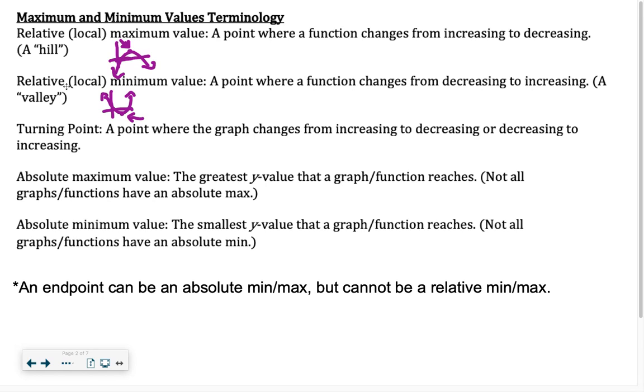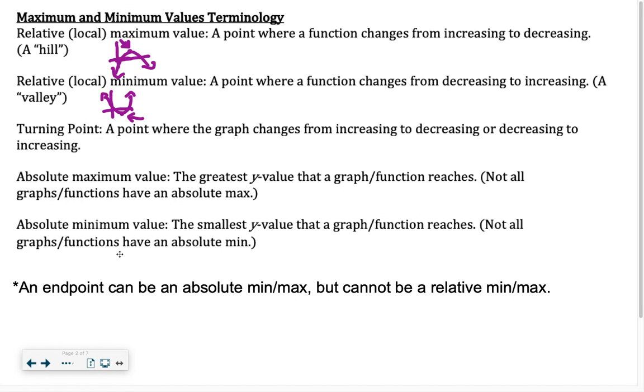Okay, same idea for an absolute minimum value. An absolute minimum is the smallest y value that a graph or a function reaches. And again, not all graphs will have an absolute min. So in this first parabola that we drew, this function would not have an absolute min because it goes to negative infinity. Right? This one would have an absolute min, though. This relative minimum would actually still be an absolute min.